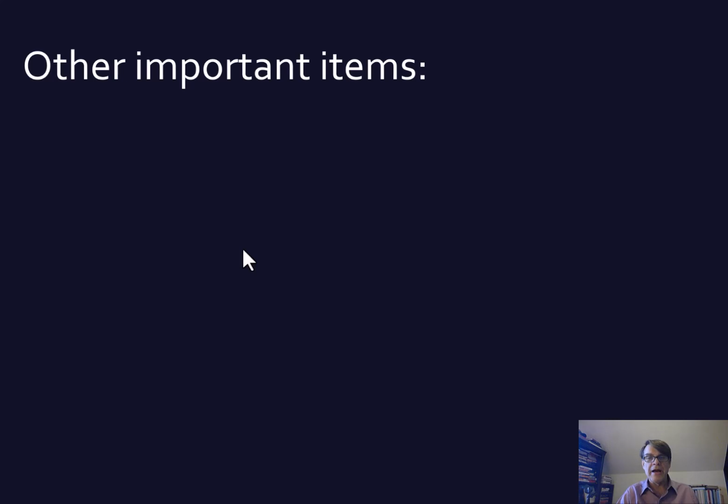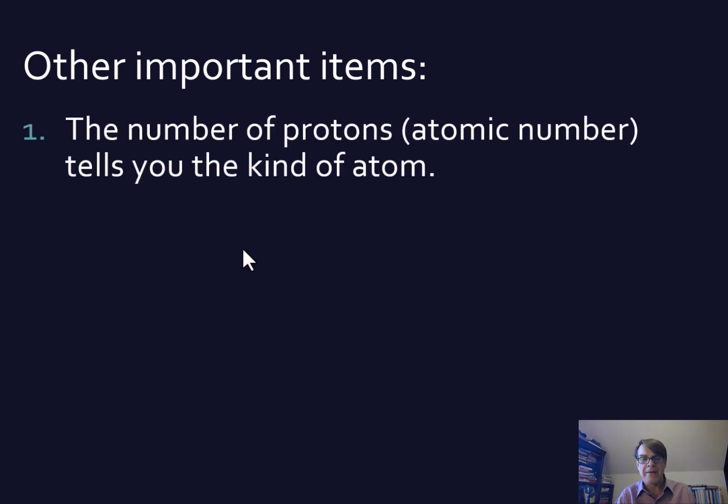Other important items to finish up this video. The number of protons in an atom tells you what it is. Like if it's carbon, if it's oxygen, if it's nitrogen, is it uranium? The number of protons is its atomic number. Hydrogen, atomic number 1 proton. Helium, atomic number 2 protons. Lithium, atomic number 3 protons. And we could just keep going across what's called the periodic table and see all these different elements, which are defined by the number of protons in the nucleus.